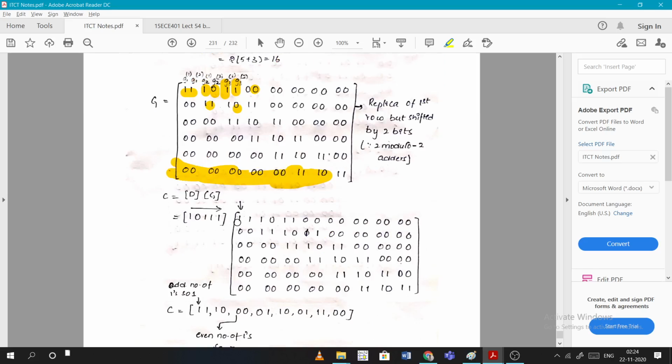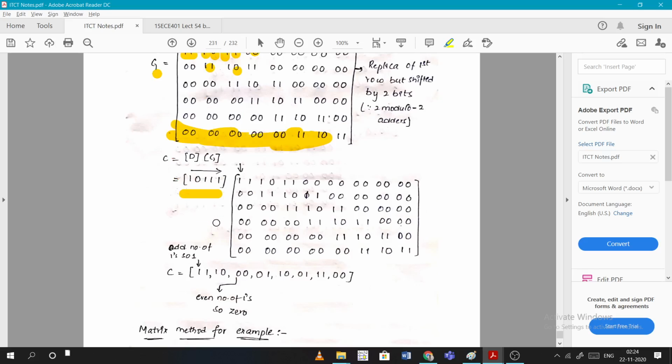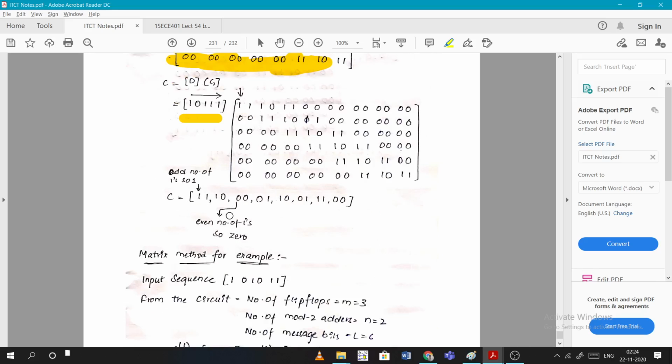And then this is the G matrix, that is the generator matrix. We know the data that is given, and we multiply this D with the G, the same procedure we did previously, and we get the code vector. Remember, even in this matrix multiplication, we need to do modulo-2 only. That means if 1 plus 0, we need to see 1 XOR 0, which is 1, right? So that's why it is 1.